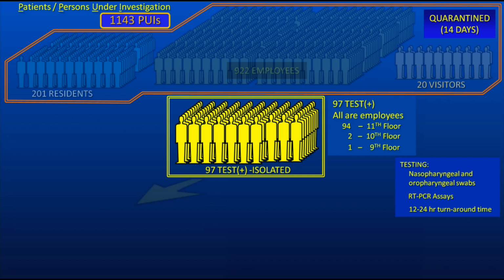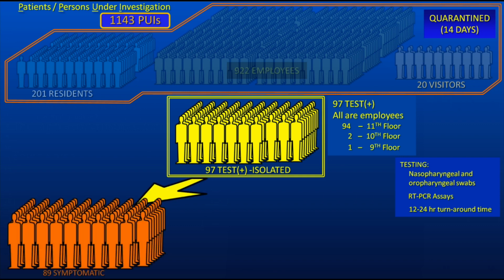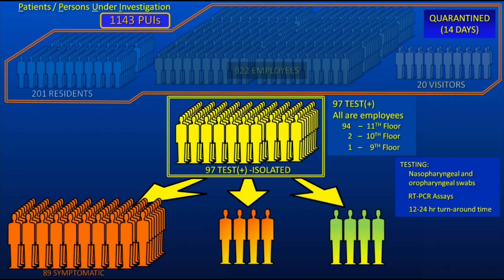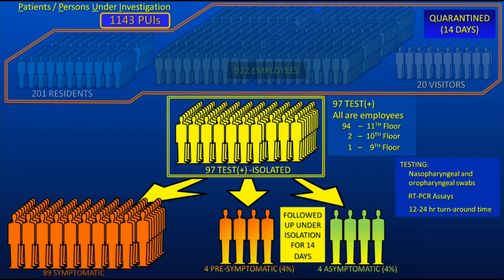And the longest time that symptoms can show up from the time of infection is the prudent time duration of a quarantine. Of the 97 test positives, 89 were symptomatic, although the article did not discuss what symptoms and with what severity. The other 8 test positives were without symptoms at the time of the test result, but all 8 were followed under isolation for 14 days, and 4 of these, or 4%, eventually developed symptoms and are thus labeled pre-symptomatic. The remaining 4, or another 4%, remained symptoms-free during the 14-day observation and are labeled asymptomatic infection.